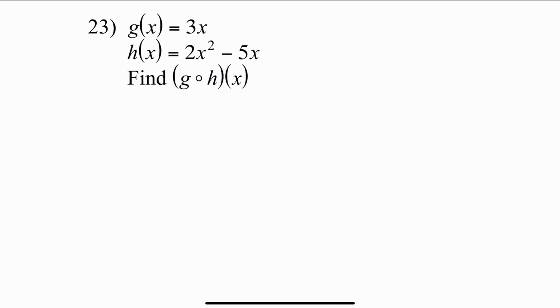We're given two functions, g of x and h of x. g of x equals 3x, h of x equals 2x squared minus 5x. They want us to find g of h of x. That's how we pronounce this, g of h of x. Now, this notation we have not seen yet.